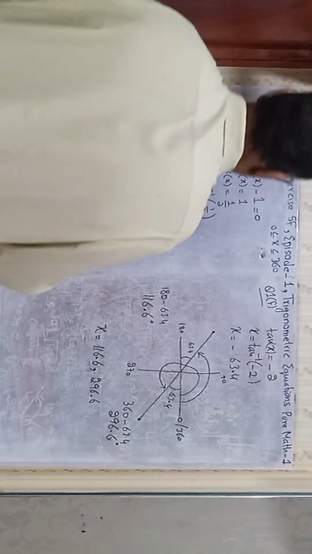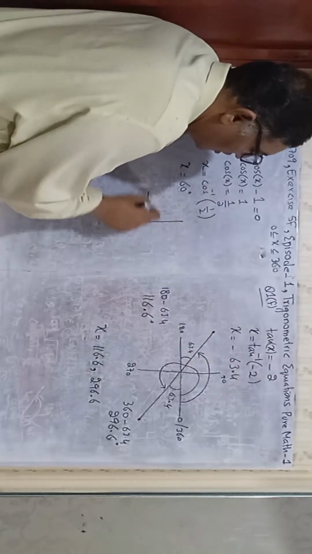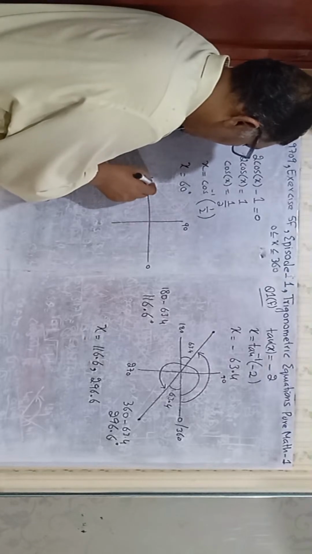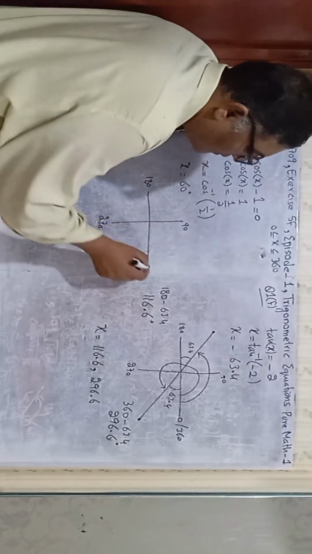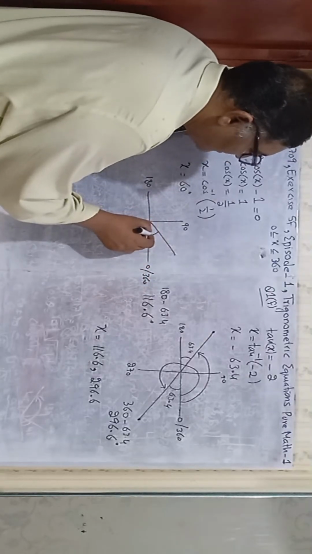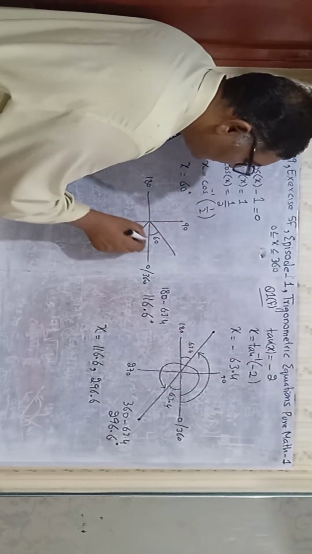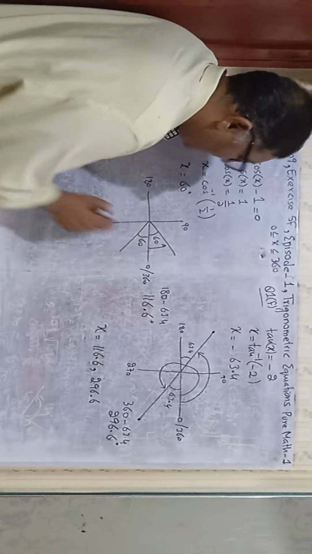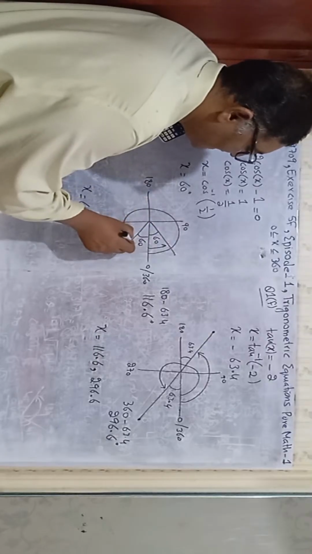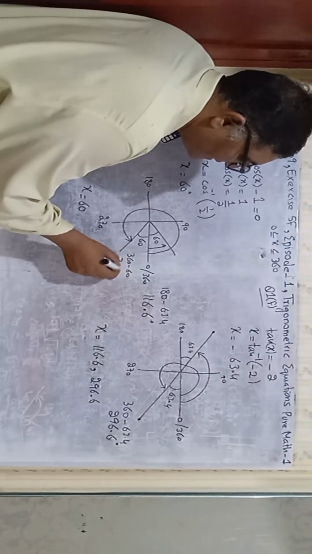Now you see, because cos x is equal to positive 1 by 2, and you know cos is positive in two places. Cos is positive in the first quadrant, so this base angle is 60. Cos is also positive in the fourth quadrant, so this base angle will be 60. So this angle is my answer. So x will be equal to 60, and my other answer is this angle. This angle will be 360 minus 60, so that is 300.